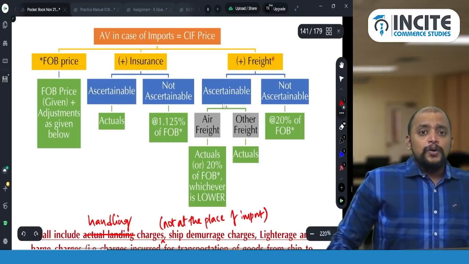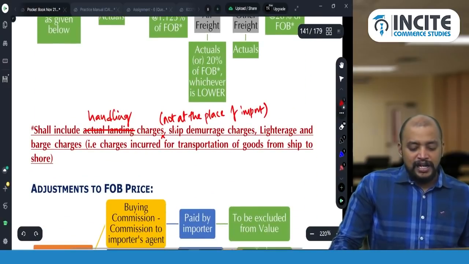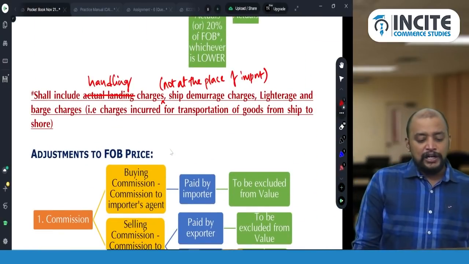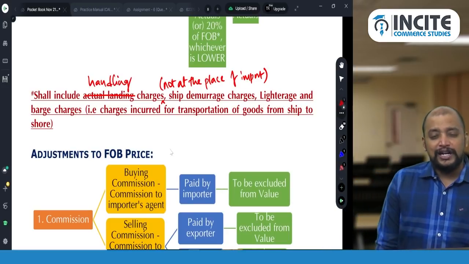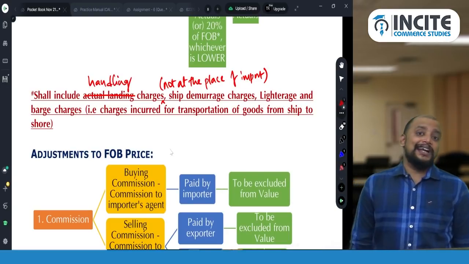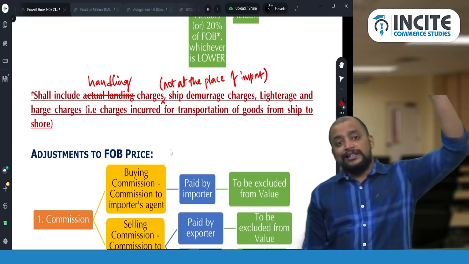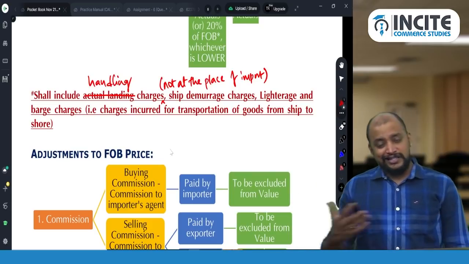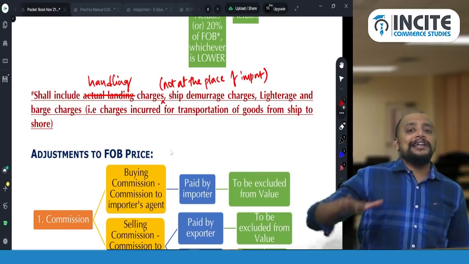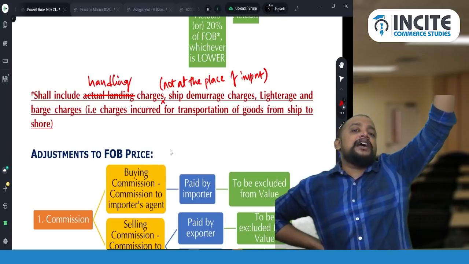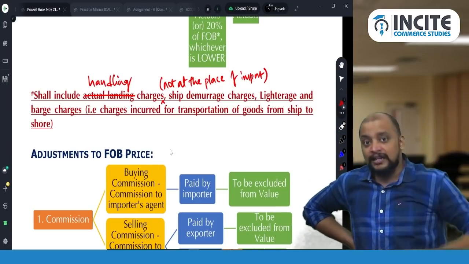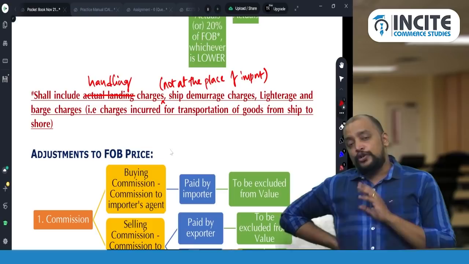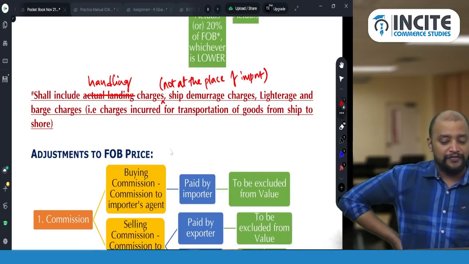Okay. Now, what should be taken as the freight? Here in the freight, we have certain points. That freight, whatever we have discussed, shall include handling charges. You remember it as handling charges. So freight shall include handling charges, but not at the place of import. At the place of import, if there are any unloading charges, etc., that should not come. So handling charges means loading charges and any charges that are incurred during the transit. But after import, unloading charges or any landing charges like that, don't take into the value. That should not come into the freight.